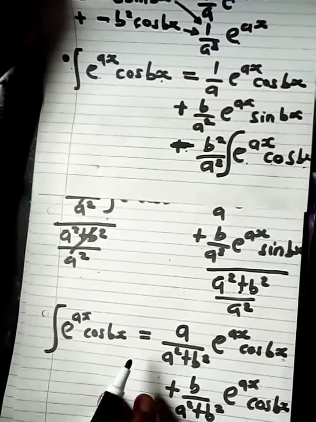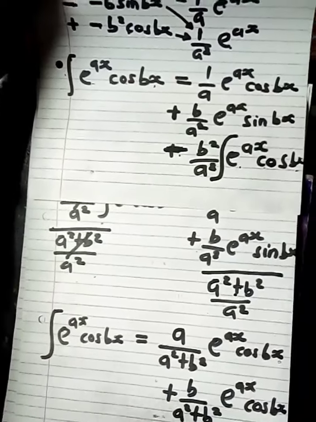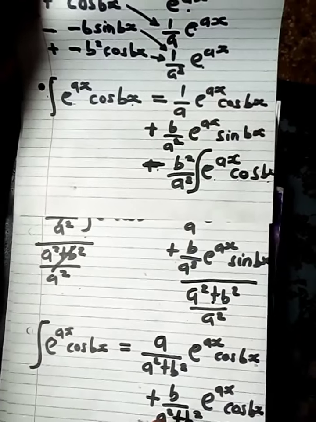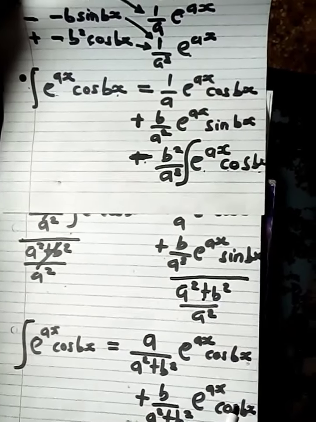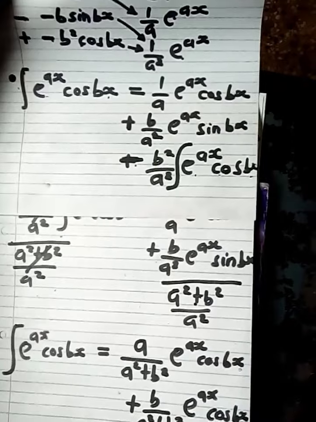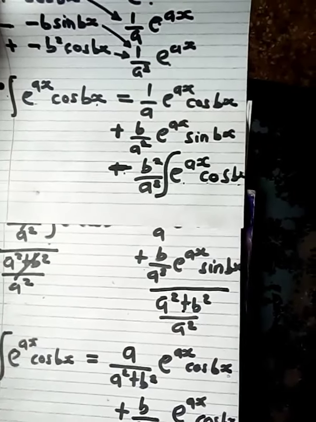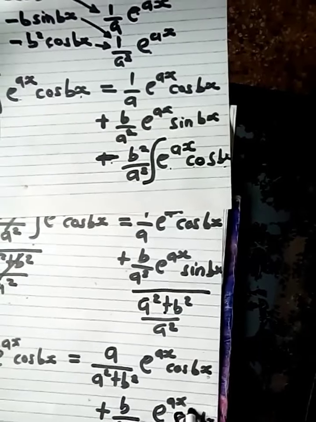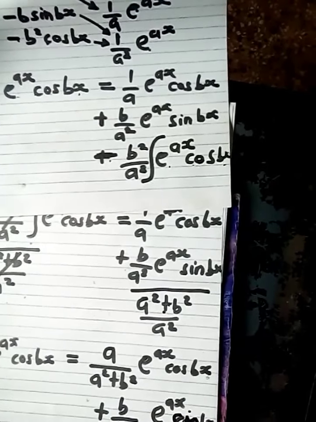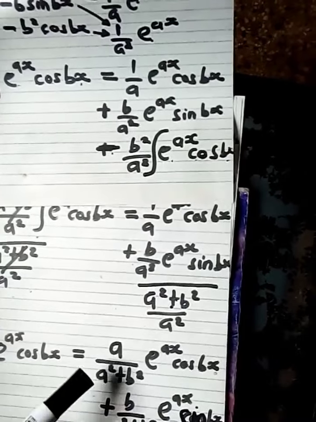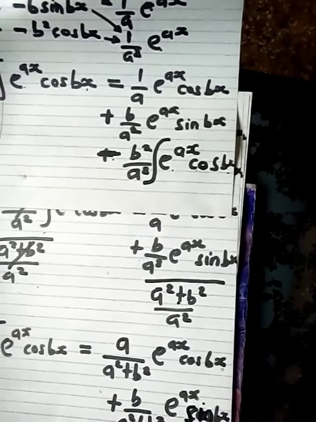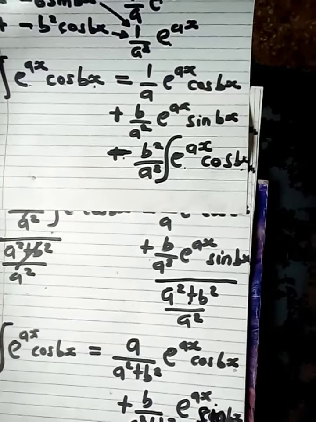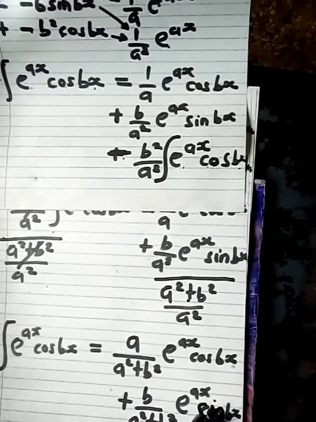So this one is the final solution of the integral of exponential ax cos bx, which gives us a over a squared plus b squared exponential ax cos bx plus b over a squared plus b squared exponential ax sine bx.